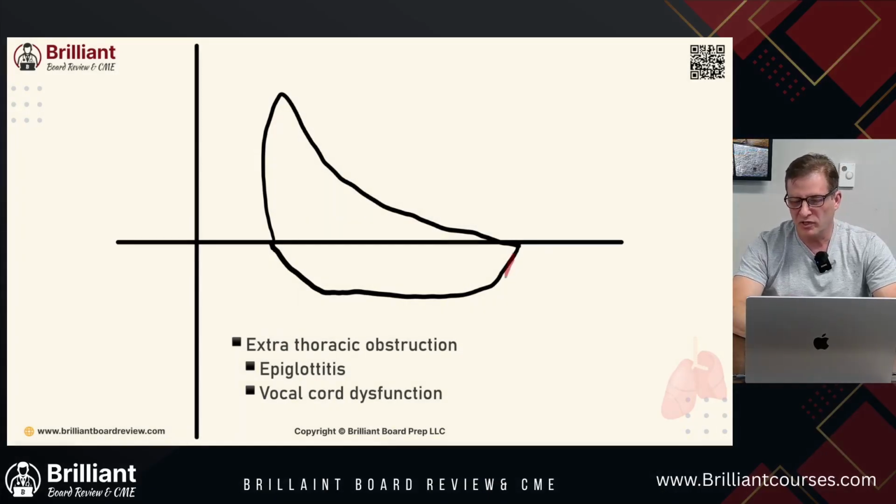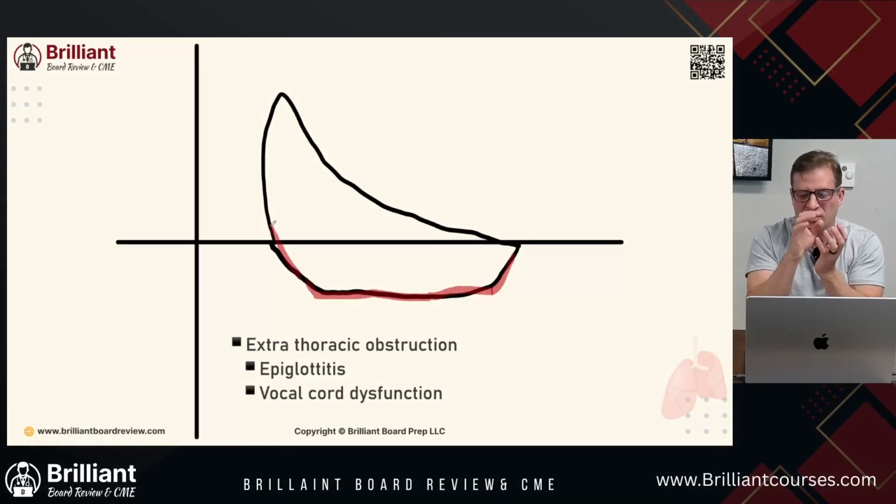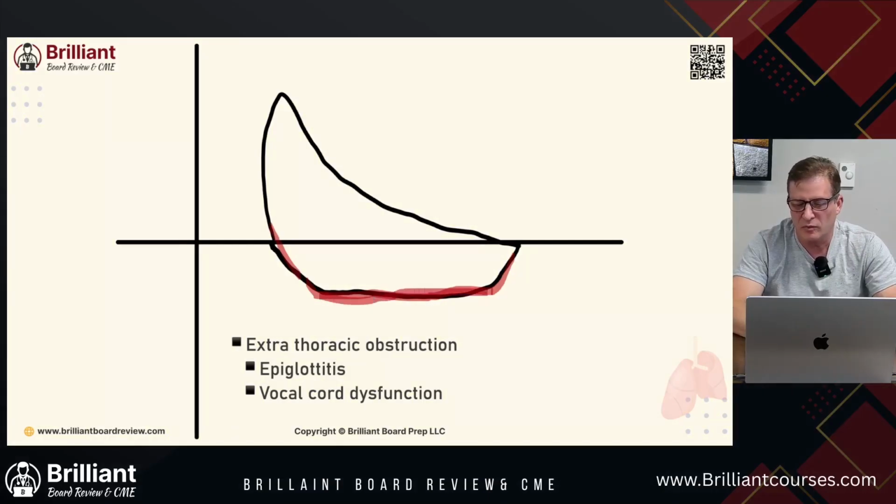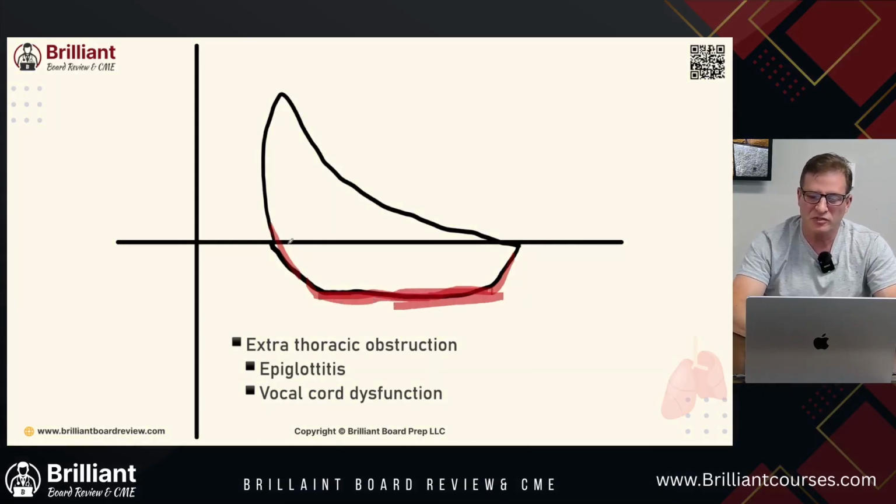They're going to be breathing in, but they're hitting closed vocal cords, so there's only so much volume you can breathe in, and then they're breathing out. Same thing with epiglottitis: we have inflammation of the epiglottis, and we're having trouble getting the air in. Right here, the air coming in is limited, and then we breathe out.